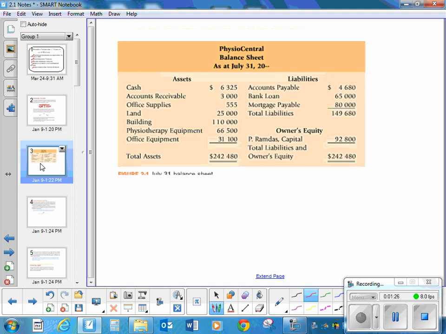Okay, so Physio Central, as of July 31st, we've already talked about, has all of these assets, these liabilities, and there's owner's equity. What we're going to do is make a T account for each one of these. Our assets are all going to be done one way, our liabilities a second way, and the owner's equity a third way.